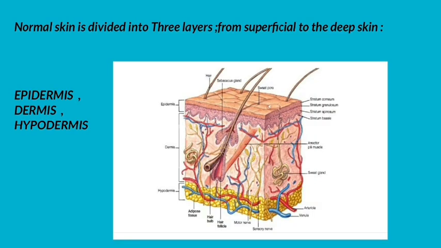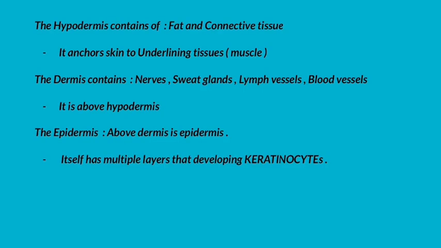Normal skin is divided into three layers from superficial to deep: epidermis, dermis, hypodermis. The hypodermis consists of fat and connective tissue. It anchors skin to underlying tissues. The dermis contains nerves, sweat glands, lymph vessels, and blood vessels. It is above the hypodermis.